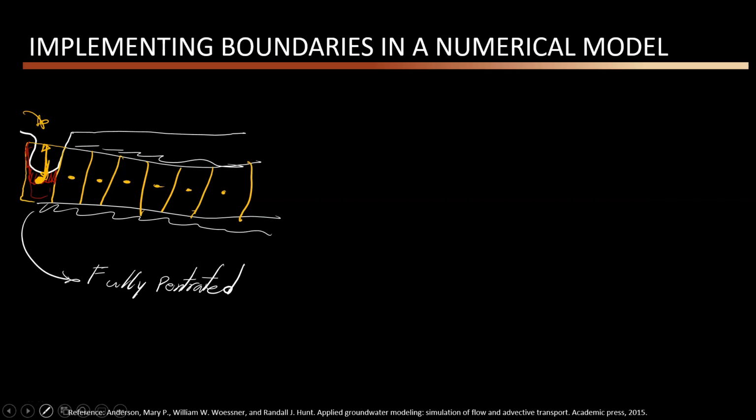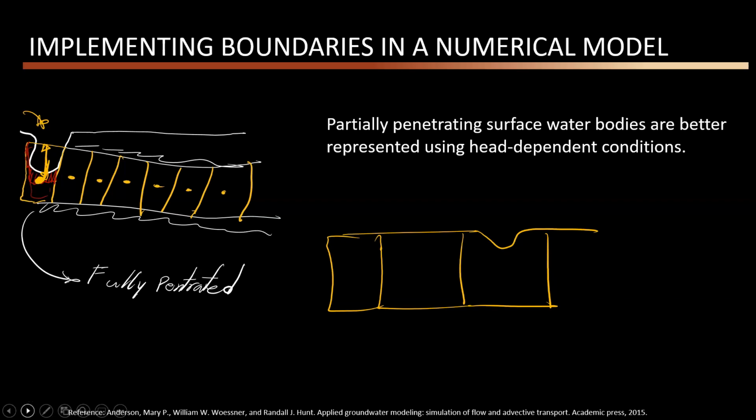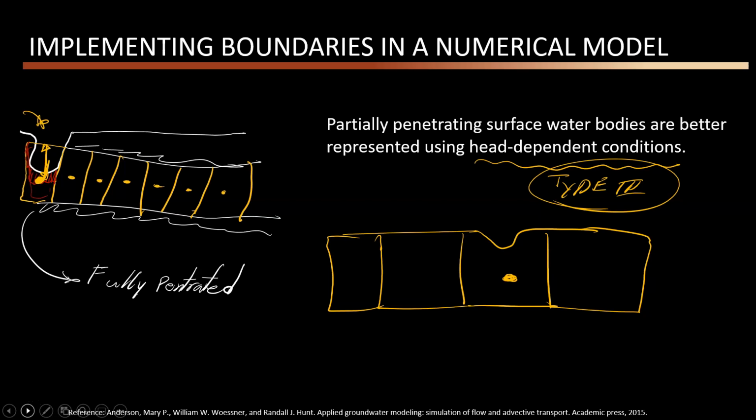This is something that the modeler needs to decide, but usually we consider the specified head boundary condition for fully penetrating wells or well hydraulically connected systems. But for a partially penetrating system, for example, if we have a shallow stream or our cells are too big, you'll see that it is better to use the head dependent boundary condition, the type 3 form of the boundary condition, to take care of the boundary condition in these areas.